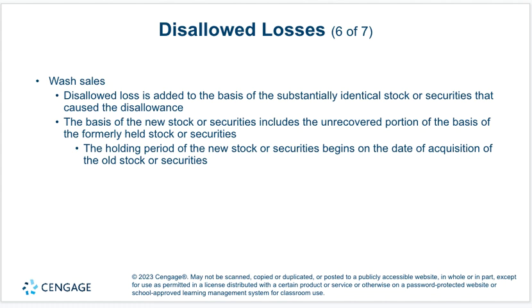With wash sales, a disallowed loss is added to the basis of the substantially identical stock or securities that caused the disallowance. The basis of the new stock or securities includes the unrecovered portion of the basis of the formerly held stock or securities. And the holding period for the new stock begins on the date of the acquisition of the old stock. And so since it's a wash sale, it's almost like it didn't even happen. Like we're updating the basis and the holding period of the new stock as if we just continued to hold the stock that we had.